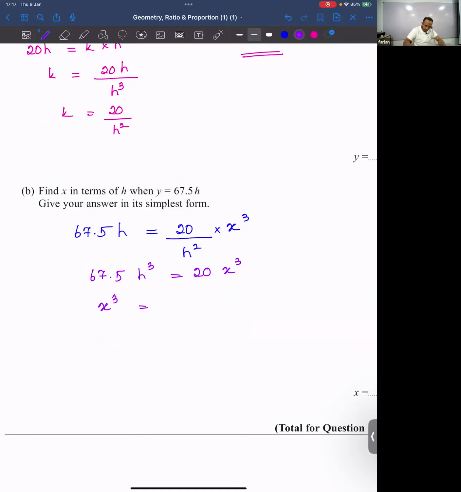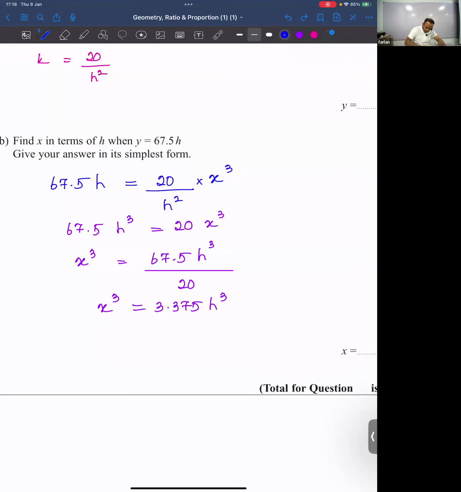Now you take this to subject the x. We have to find x in terms of h now. We take this cube to the other side, it becomes cube root. So x equals 3.375 h cube, the whole thing, we take the cube root. Cube root of 3.375 is 1.5. Cube root of h cube is h. So the final answer is x equals 1.5h.